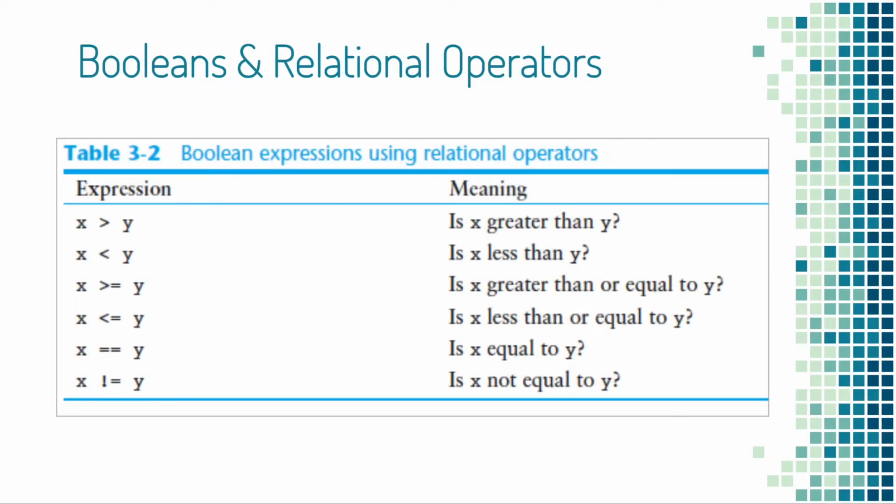So here's another table of them. If you're ever confused on it, please go back to this table in the slides or in the video, just to make sure you understand how these relational operators work. Again, if the meaning is true or false, it will resolve to that true or false. So if it says is x greater than y, and x is greater than y and that's right, that is true, then it resolves to true.